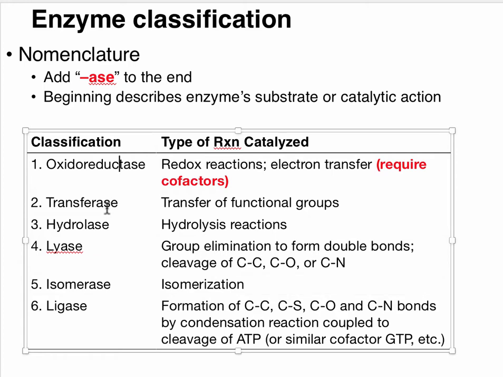Transferases are transfer of a functional group. We'll see these a lot in phosphoryl group transfer, so ATP transfer. That's kind of the go-to transfer group that we'll talk about this semester, especially in regards to glycolysis and gluconeogenesis. All right, but any transfer of a functional group can occur. This is just what we'll talk about mostly.